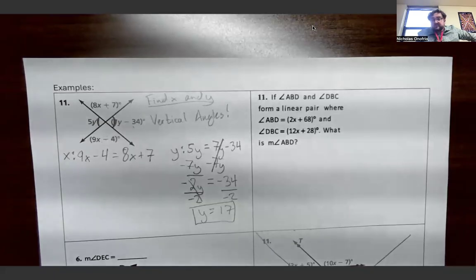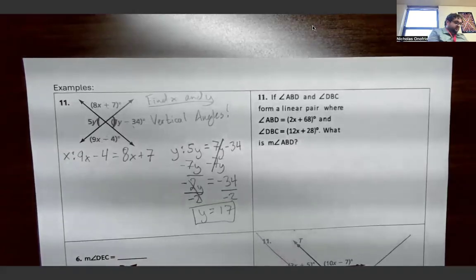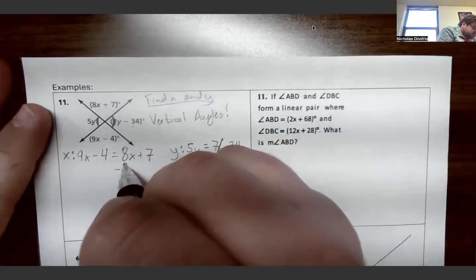And this is my second piece of advice. You get rid of whichever one's smaller. So I see a 9x and I see an 8x. I say, let's get rid of that 8x. So to get rid of an 8x, I use a negative 8x.